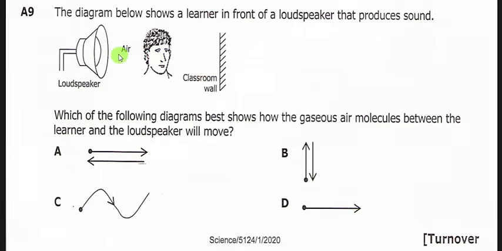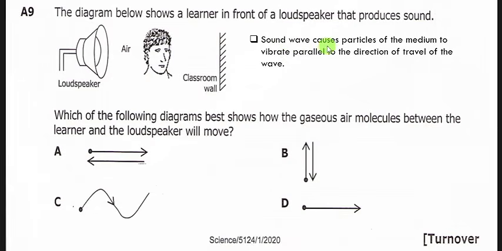So what you must remember is that sound is a longitudinal wave. Sound waves cause particles of the medium to vibrate parallel to the direction of travel of the wave. So they will go like this, because sound is a longitudinal wave. So in sound, the particles of the medium move parallel to the direction of travel of the wave, like this here. So the direction of the sound will be going like that from here to the ear. Now particles will be moving like this also. That's how they'll be vibrating.